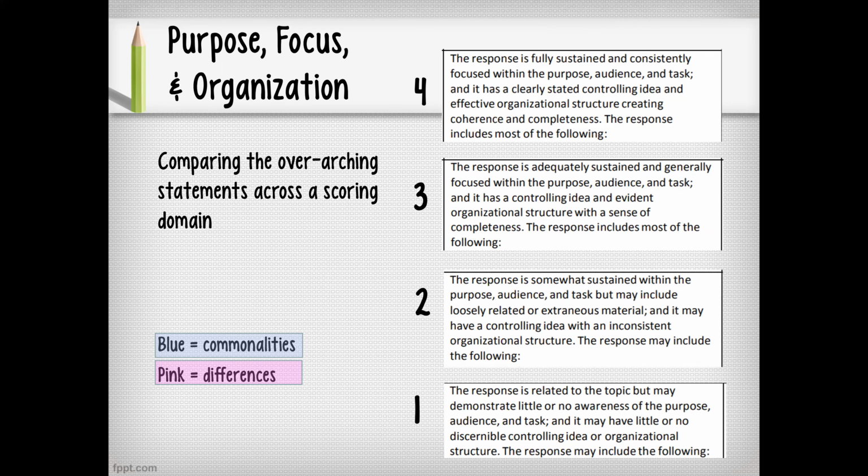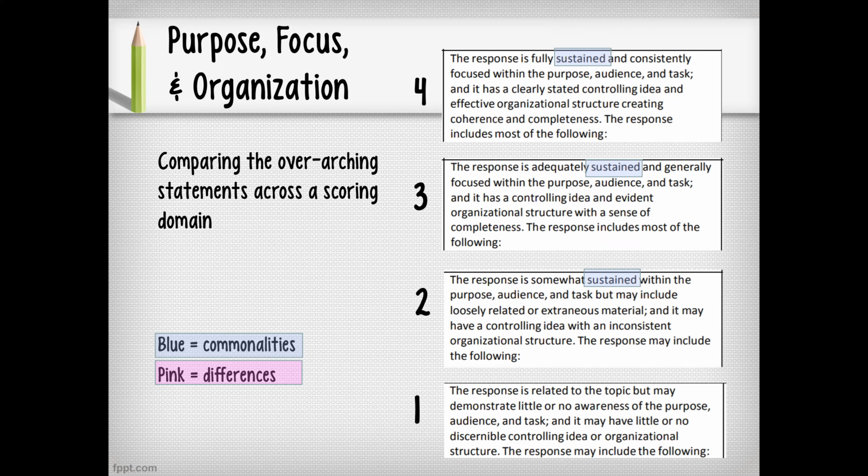As I skim through these statements, the first commonality I see is the word sustained. I see that in a 4, a 3, and a 2. I don't see that word in a 1, because 1 is always going to be a little bit different. But I see it in 3 of the domains, so I'm going to mark that as a commonality. It's obviously something this element is focused on, so I'm going to highlight that in blue.